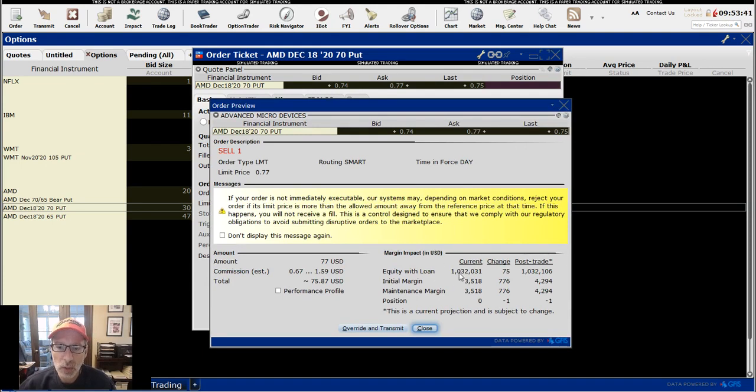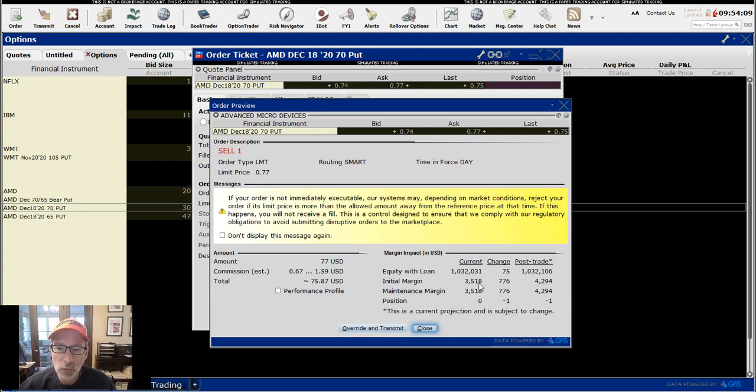This is telling you what your current account balance is before the trade and what the account balance is after the trade. You can see this number right here is $75. This is what you'll get after commissions and all that, $75 if the trade goes through. Your account value will go up by $75 because you're collecting the money that the put option buyer is paying you. And here are the margin requirements. It's very important to look at these numbers.